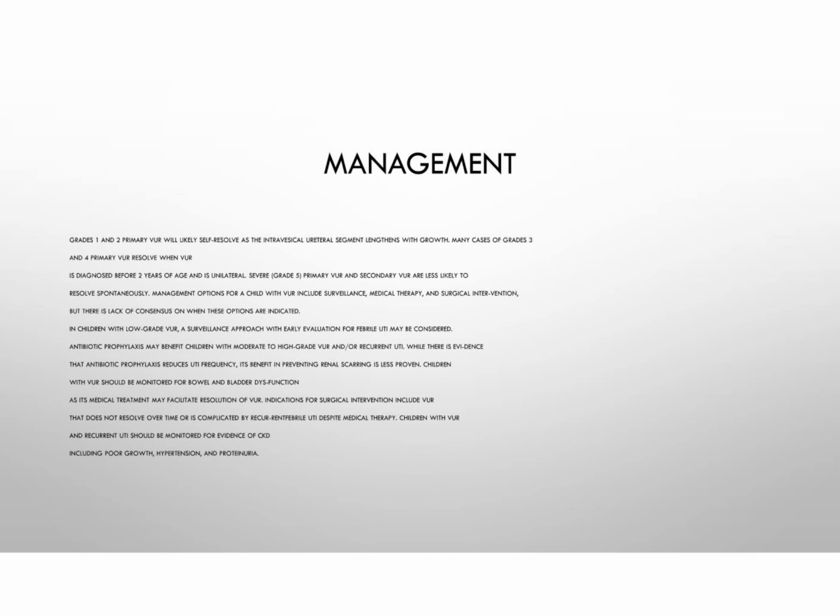Management. Grades 1 and 2 primary VUR will likely self-resolve as the intravesical ureteral segment lengthens with growth. Many cases of grades 3 and 4 primary VUR resolve when VUR is diagnosed before 2 years of age and is unilateral. Severe, grade 5, primary VUR and secondary VUR are less likely to resolve spontaneously. Management options for a child with VUR include surveillance, medical therapy, and surgical intervention, but there is lack of consensus on when these options are indicated.